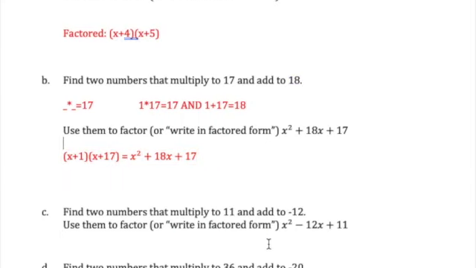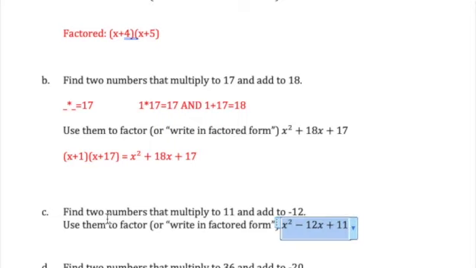Okay? So find two numbers again that multiply to 11 and add to negative 12. And we're going to use those numbers to factor this right here, x squared minus 12x plus 11. When I'm done, I can check my answers by multiplying them out and seeing if I get this.